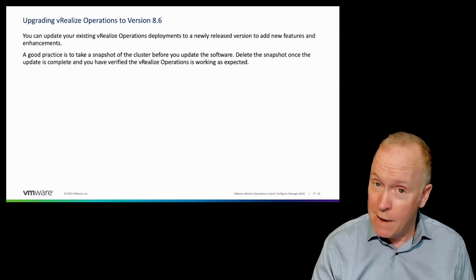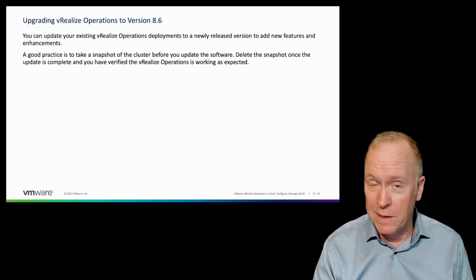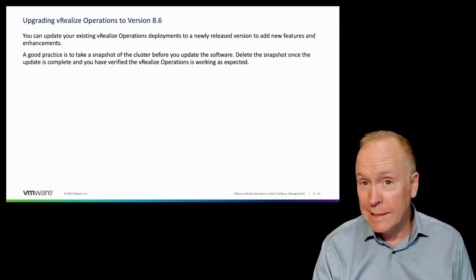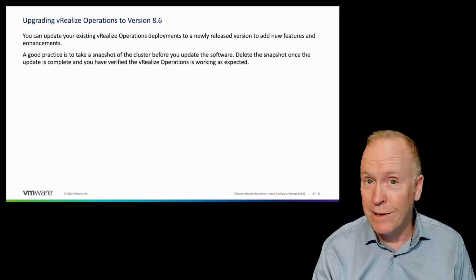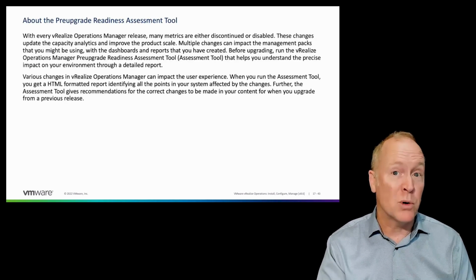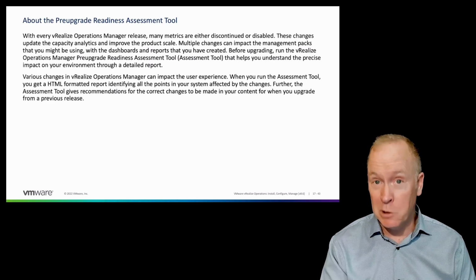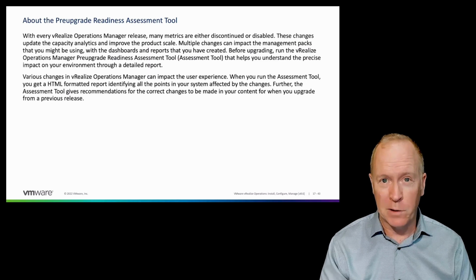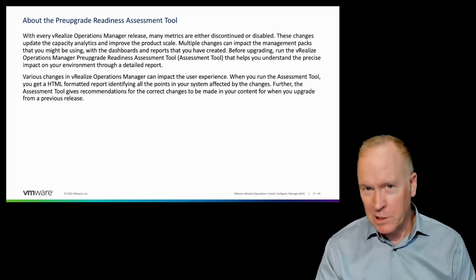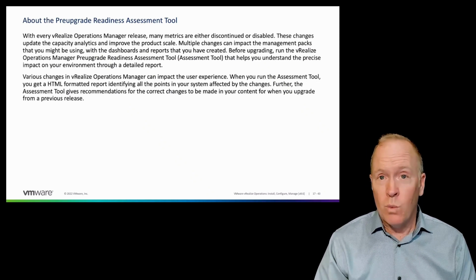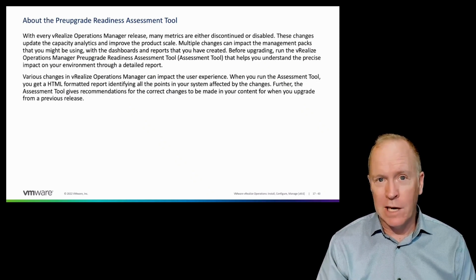Now, in addition to that recommendation, we also have another recommendation that involves something called the pre-upgrade readiness assessment tool, which we're going to talk about in the next slide. VMware supplies the pre-upgrade readiness assessment tool. This is a tool that customers use when they're upgrading from older versions of vRealize Operations, vRealize Operations 7, to vRealize Operations 8.